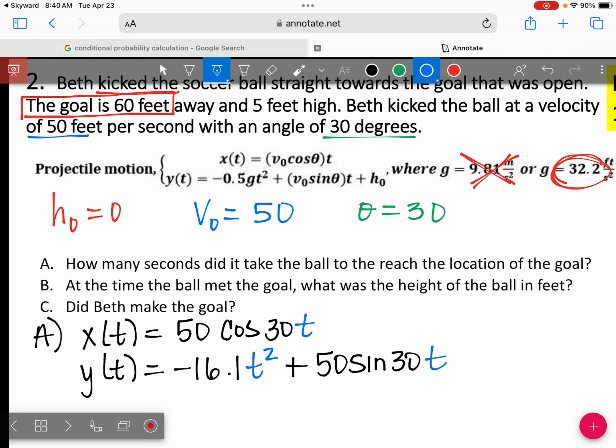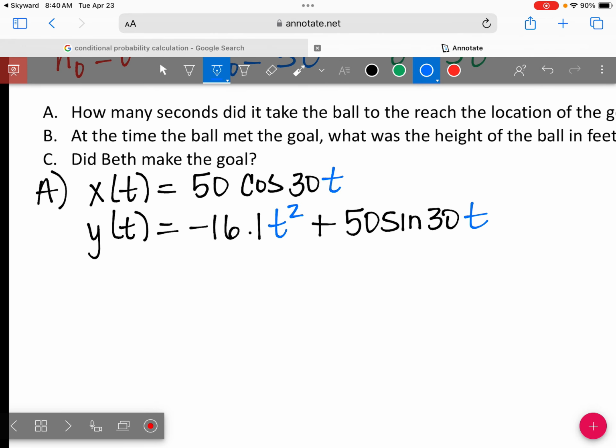The difference between this one and the last one is that in soccer, we don't necessarily want it to hit, we want it to hit the goal. But we know how far away she is from the goal. So what's the horizontal distance that she is from the goal? 60 feet. So we know that horizontal distance, so we can use the x parameter to solve for t. I'm going to take my x parameter, put a 60 in, set it equal to 50 cosine 30 t.